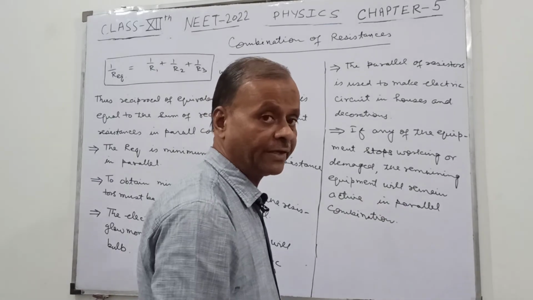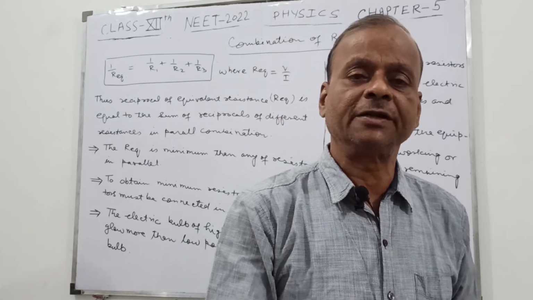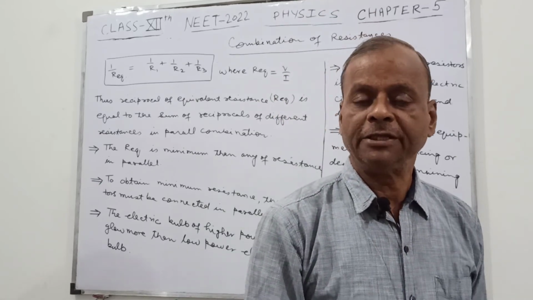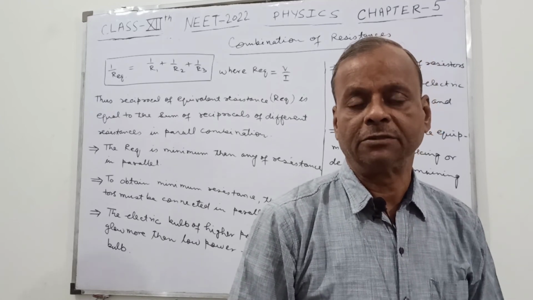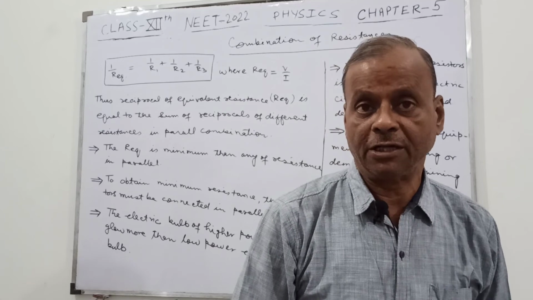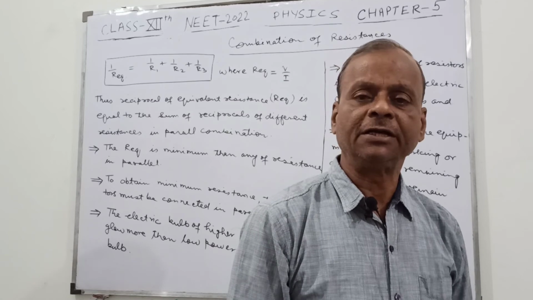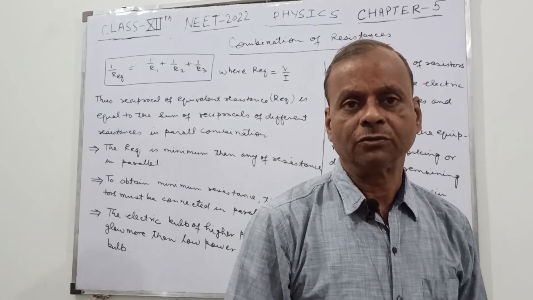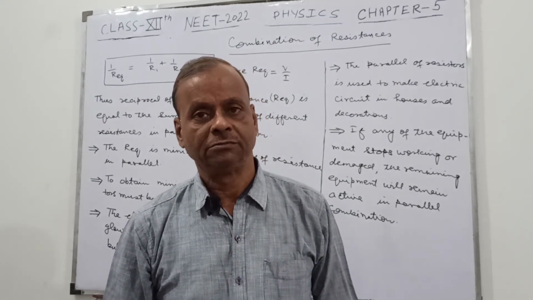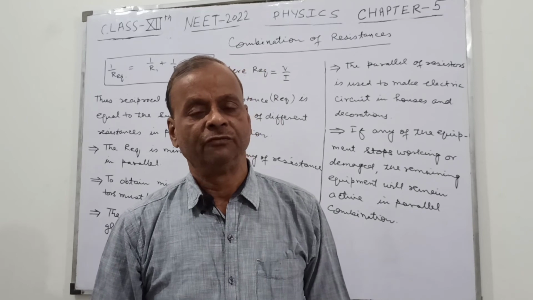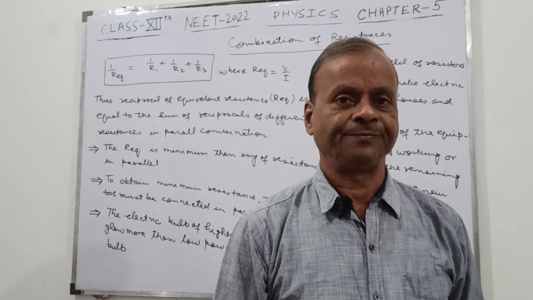तो ये इसका सबसे बड़ा फायदा है। जैसे अपने घर के अंदर मान लो कोई एक बल्ब खराब हो जाए तो इसका मतलब ये नहीं है कि सारे बल्ब खराब हो, no, they will continue to work. So if any of the equipment in our house or in the decoration lights is not functioning, then the remaining will continue to function. So this will not stop the other equipments from working. So this is the very good use of the parallel combination of resistances.